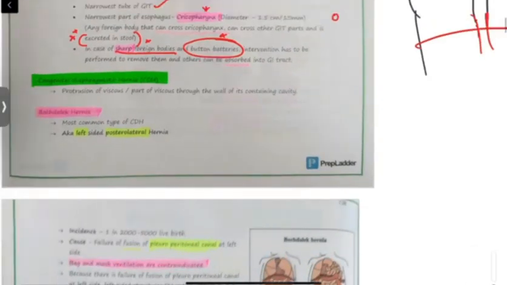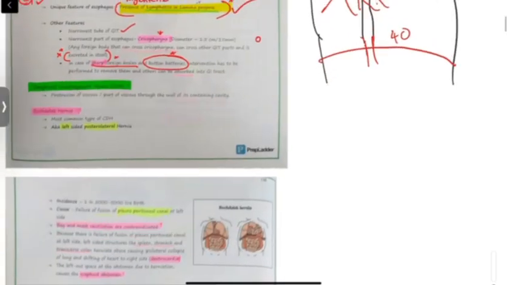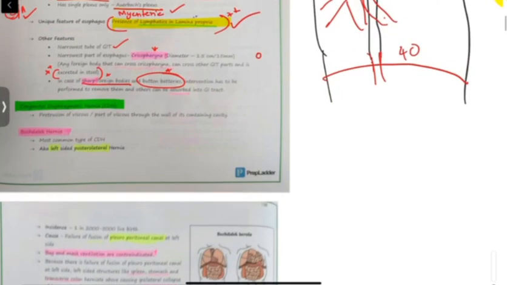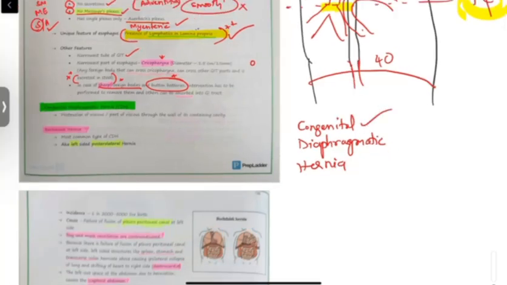As the name suggests, it is congenital. It is genetic. From birth itself they will be having congenital diaphragmatic hernia. So just as the name suggests everything. It is seen in children. Hernia is through the diaphragm.